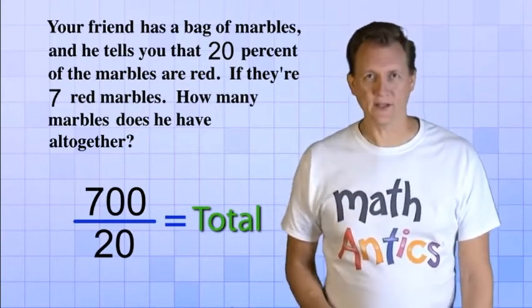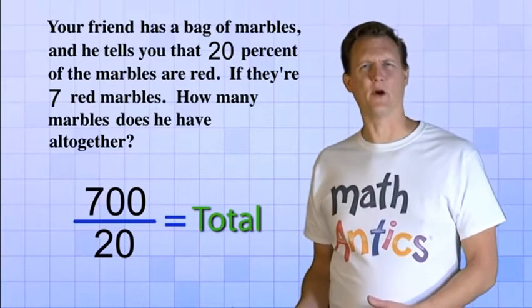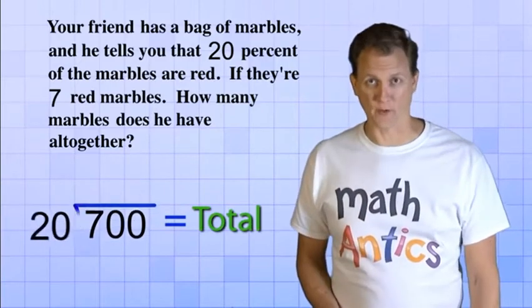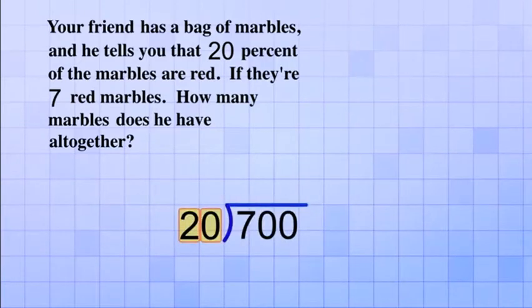Well, we could use a calculator to divide, but this doesn't seem too hard, so I'll just do the division the long way. 20 is too big to divide into the first digit, 7, so we'll need to include the digit next to it as well. Now we ask, how many 20s does it take to make 70 or almost 70? Well, that would be 3, because 3 times 20 is 60.